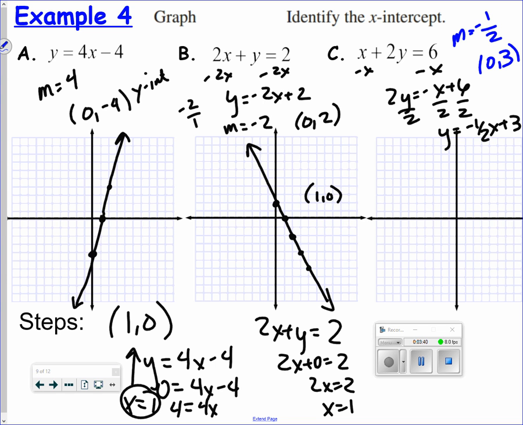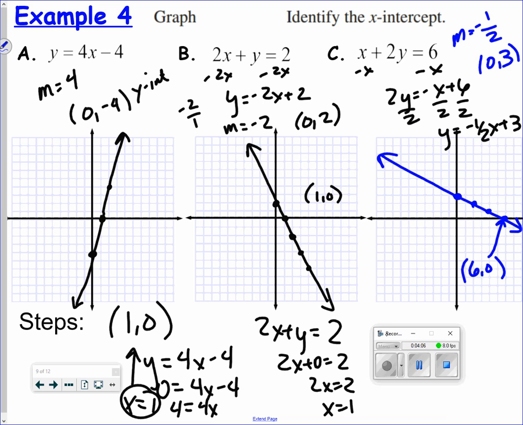So I graph the point 0, 3, and the slope is -1/2. So I go down 1 to the right 2. A negative slope goes down and to the right, and a positive slope goes up and to the right. Now, again, I can look at the graph to come up with the x-intercept. The x-intercept right here is the point 6, 0.